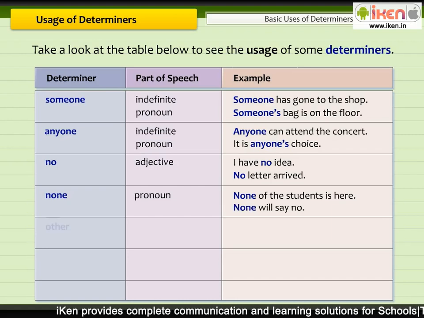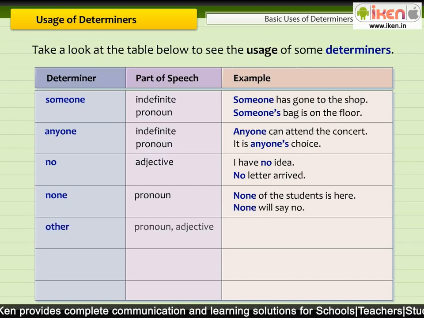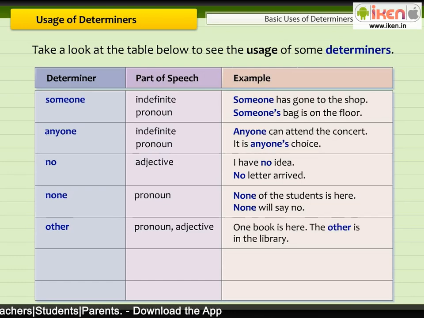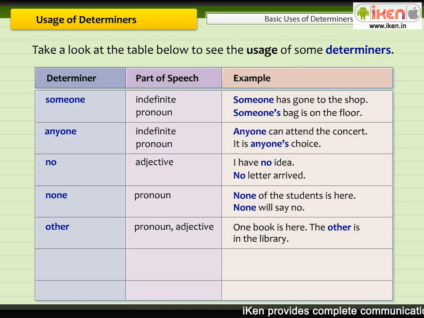The determiner other is both a pronoun and adjective. Take a look at this example. One book is here. The other is in the library. Other is a pronoun as it refers to the noun book. But we can also say, one book is here. The other book is in the library. The noun book is implied and can be omitted. Therefore, other is a pronoun as well as an adjective.